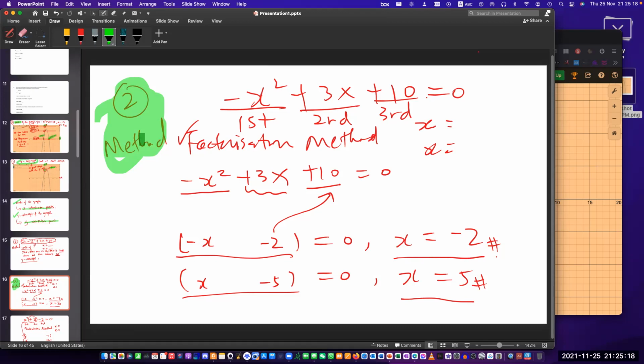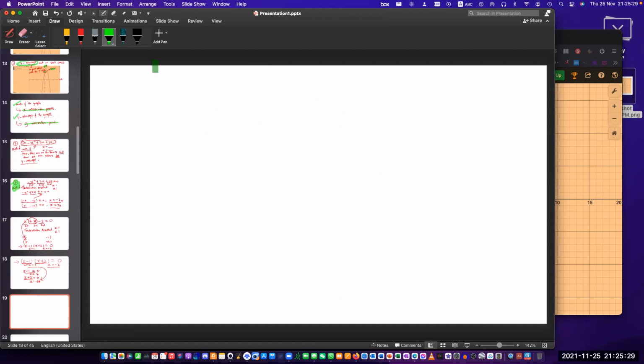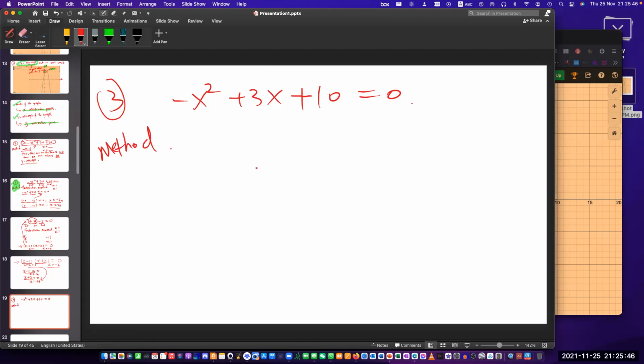So far so good. So what if you don't know how to use the factorization method? Then you have to use a calculator. So minus x squared plus 3x, and then I think it's plus 10 equals to 0. We are talking about method 3 here. Not the factorization method, the calculator. That's just now you asked me a question: what if this equation cannot be factorized? If it cannot be factorized, then you use your calculator.